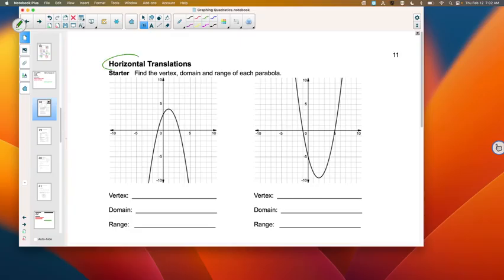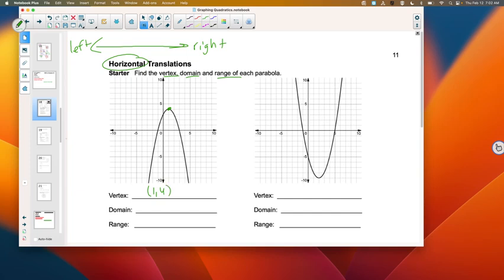We're talking about horizontal translations today. Horizontal is this, okay? That's going left and right. And for those that need it, this is left and this is right. Now we're gonna find the vertex, domain, and range of each of these parabolas. So the vertex, which is this point right here, of course, is (1, 4).